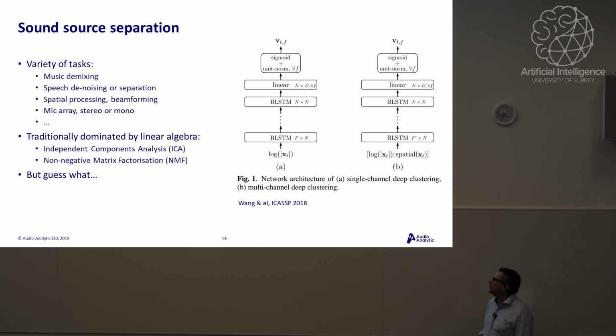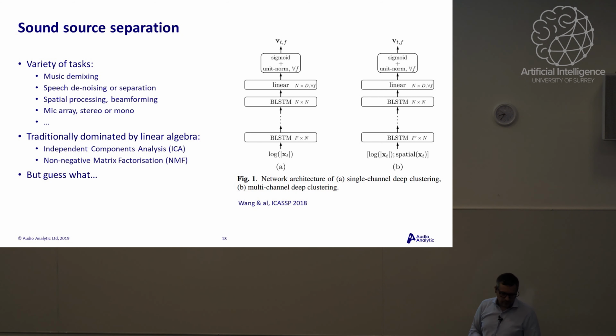Sound source separation is another task, and it's a variety of tasks. You could want to do music demixing. If you have a track but you don't have the master recordings of each instrument separately, you might want to come back to each instrument separately. So that's music demixing. You could want to do speech denoising or separation. If you're in a noisy room, you might want a system which is able to focus on your speech and eliminate all the background noise, to improve it as a front end to speech recognition or another system or commands.